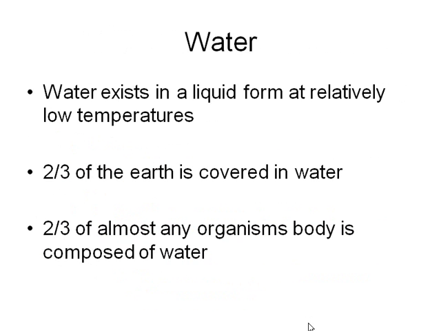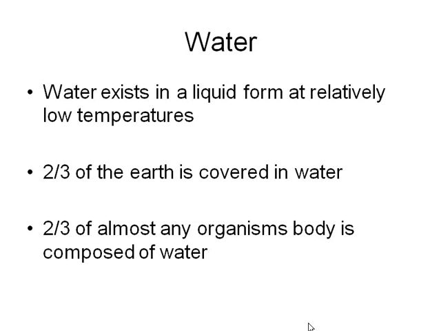Okay, we're going to start talking about different properties in our environment. One of them is water. Water is an incredibly important compound. Remember, it's hydrogen and oxygen in your environment and in your body. So water exists in a liquid form at a relatively low temperature. Most other compounds will turn into a solid at temperatures at which water is still a liquid.